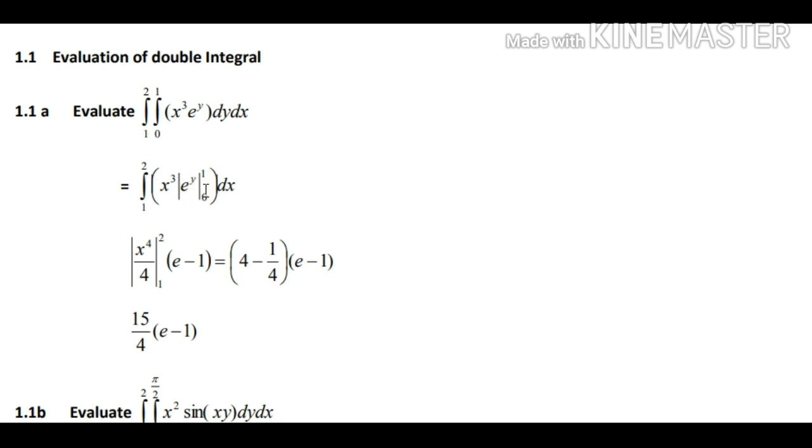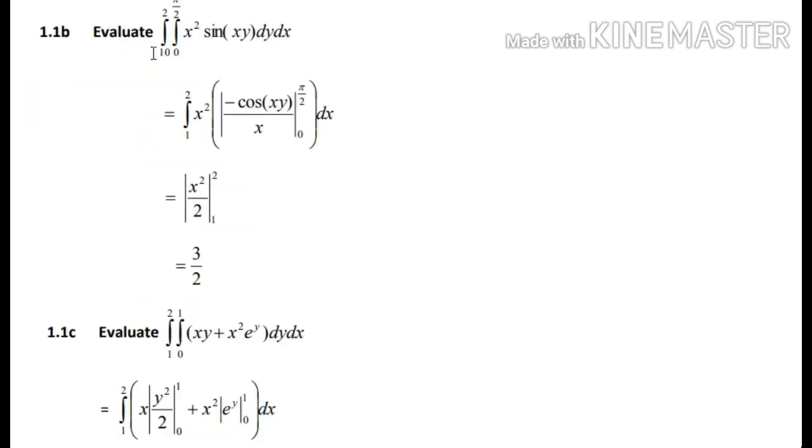Once this integration is over with respect to y, then we integrate with respect to x. So integration of x cube with respect to x is x^4 by 4, and then apply limits, lower limit, upper limit. So put x = 2, so 2 raised to power 4, 16 by 4, this gives you 4, minus put x = 1, 1 by 4. And simplifying we get this.